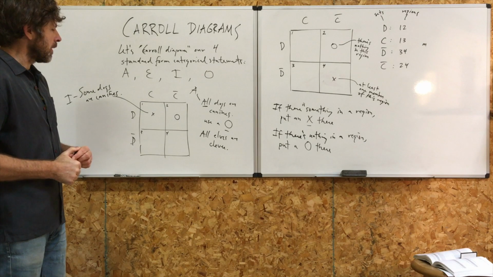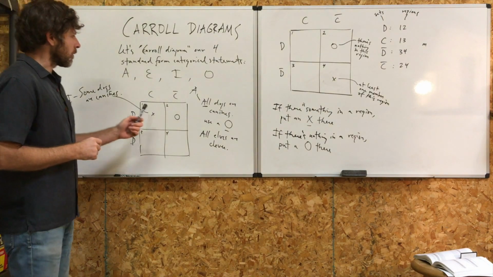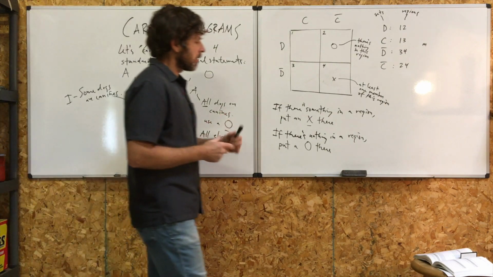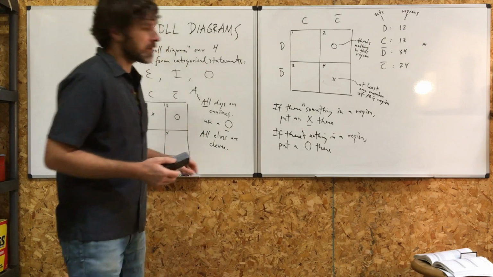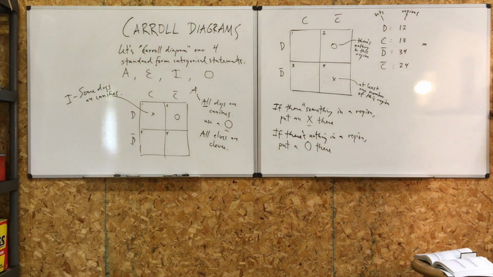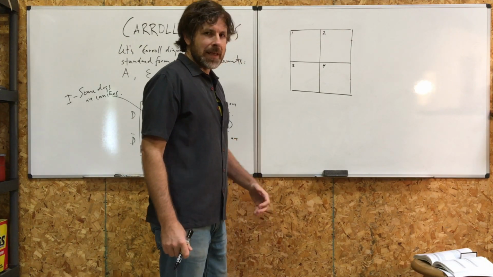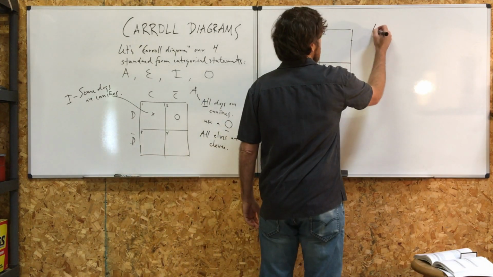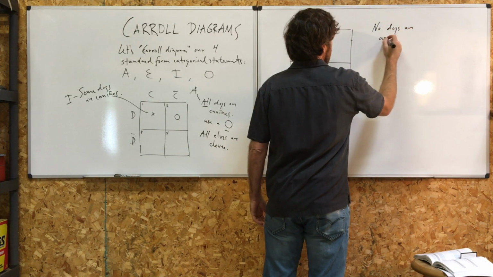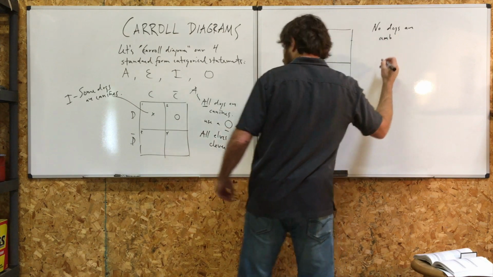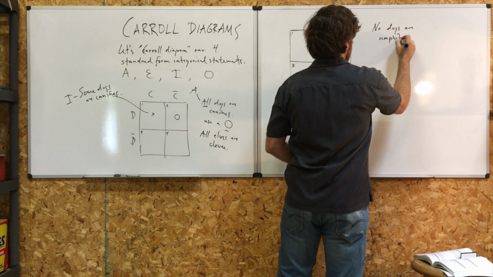Okay, let's diagram an E statement next. Let's say that no dogs are amphibians. Amphibians, let's spell this correctly.